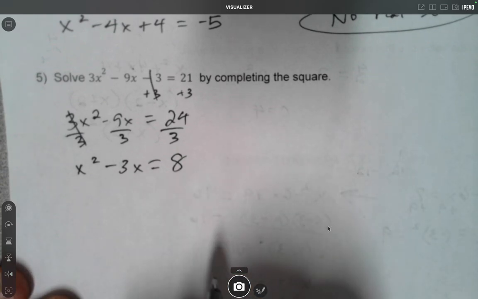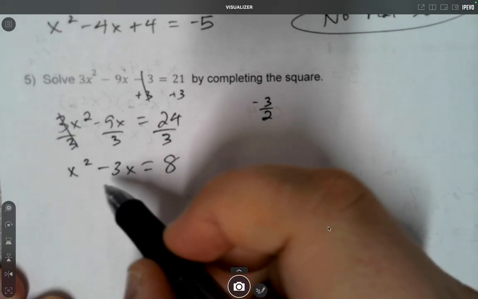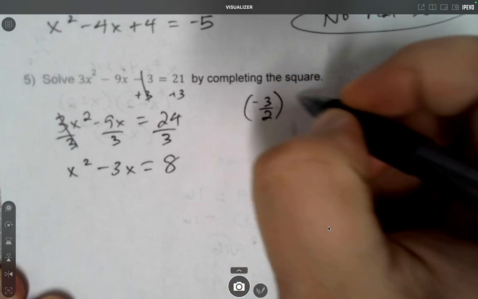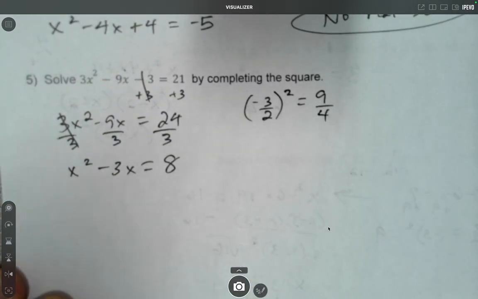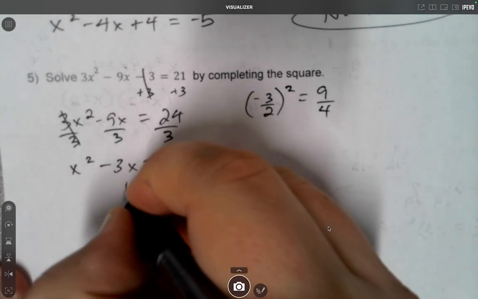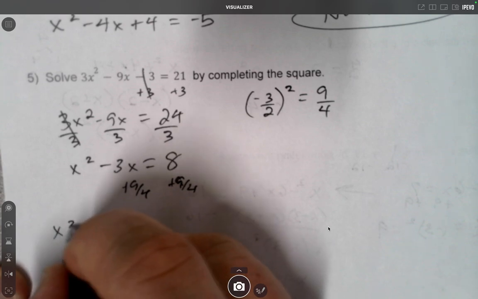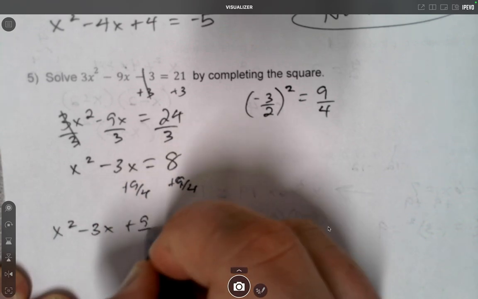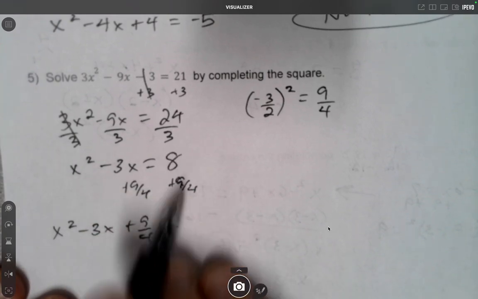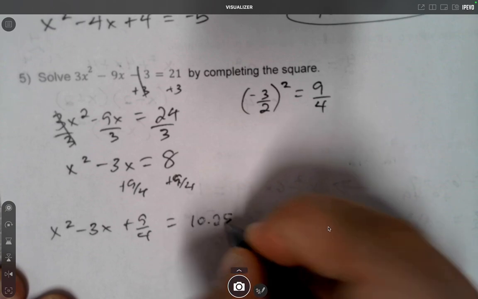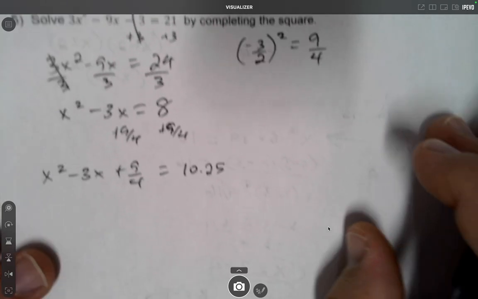So yeah, sometimes we will end up with fractions because half the middle, or half the b, is negative 3 halves. So we're just dividing negative 3 by 2. Then we square that. Negative 3 squared is positive 9. 2 squared is positive 4. So we add 9/4 to both sides. That gives me x squared minus 3x plus 9/4. And you're welcome to plug this in your calculator to help you. 8 plus 9/4 is 10.25. Or you could also write it as 41 over 4 if you prefer, if you want to keep it a fraction.